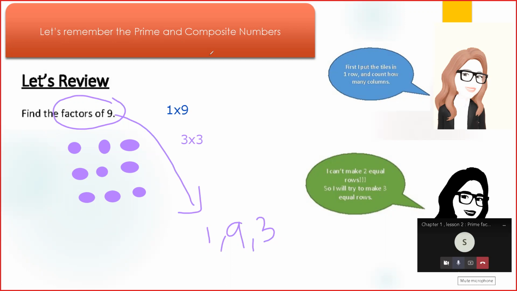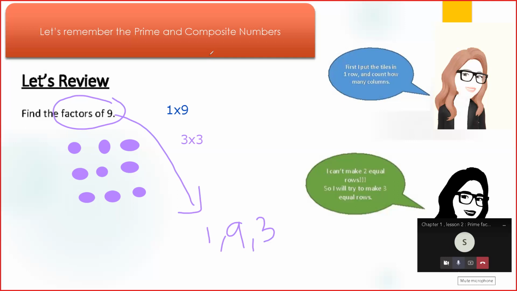Now, here we have factors of 9. We're going to find 2 numbers that, if you multiply them, you get 9. One pair is 1 and 9. When you multiply 1 and 9, the answer is 9. And the other pair is 3 and 3. When you multiply them together, the answer is 9. So what do I mean? I mean that the factors of 9 are 1, 3, and 9.